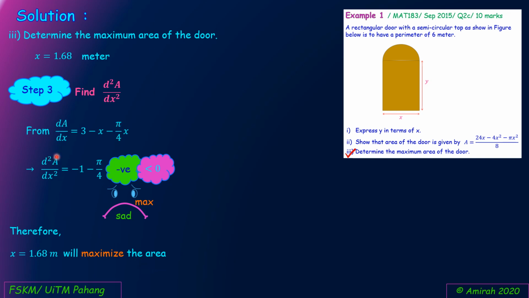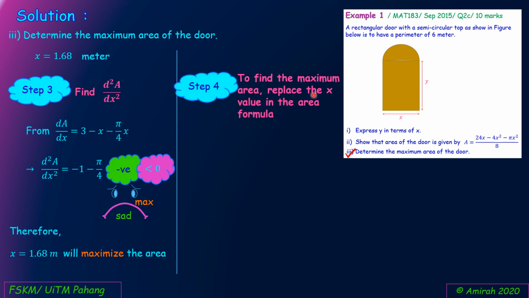Because we differentiate area. We recall the question: determine the maximum area of the door. So we're not finished yet with the question. So we continue with step 4. To find the maximum area, replace the x value in the area formula. So from the area formula in number 2, we get A equals 24x minus 4x squared minus pi x squared over 8.